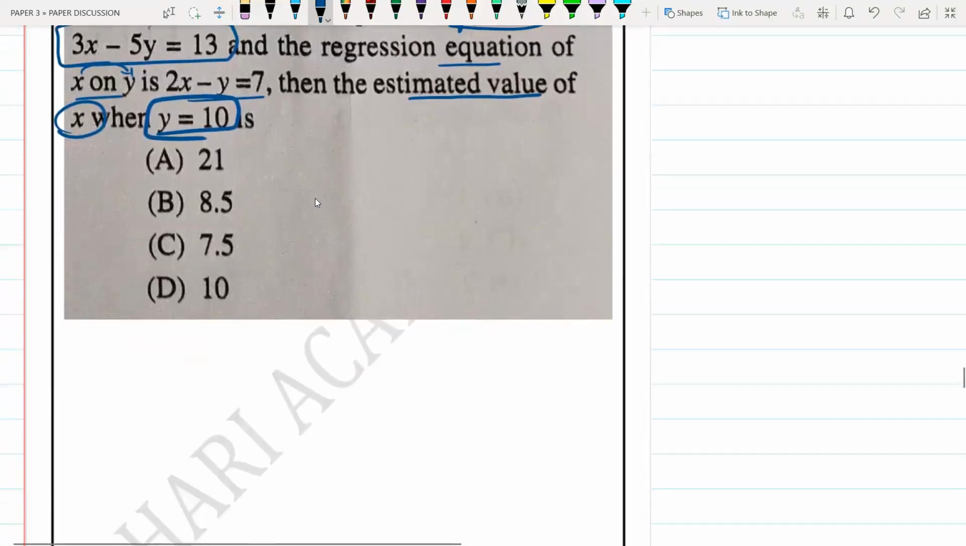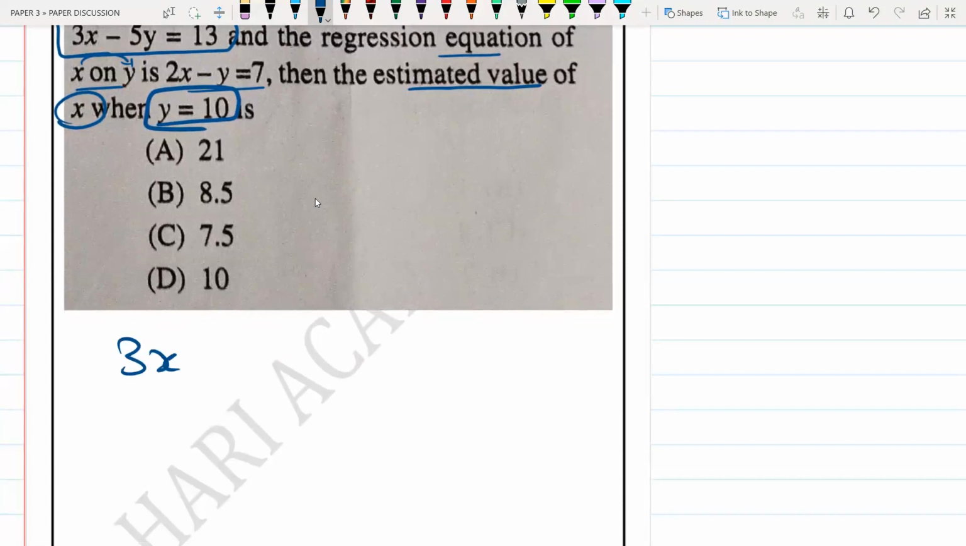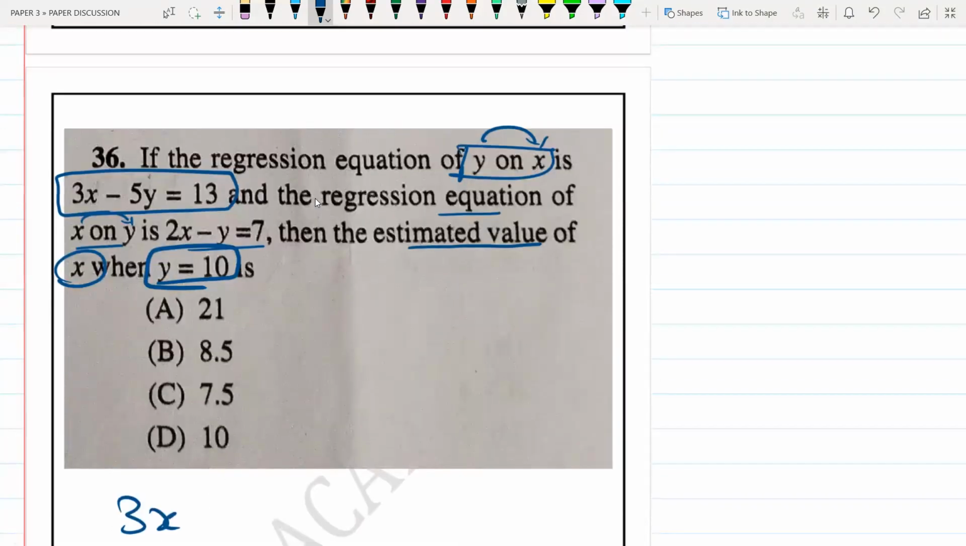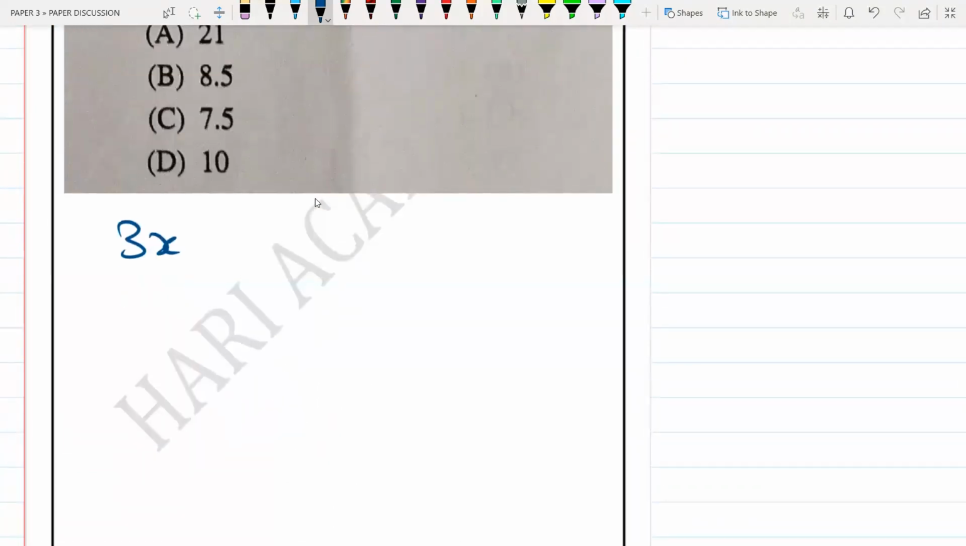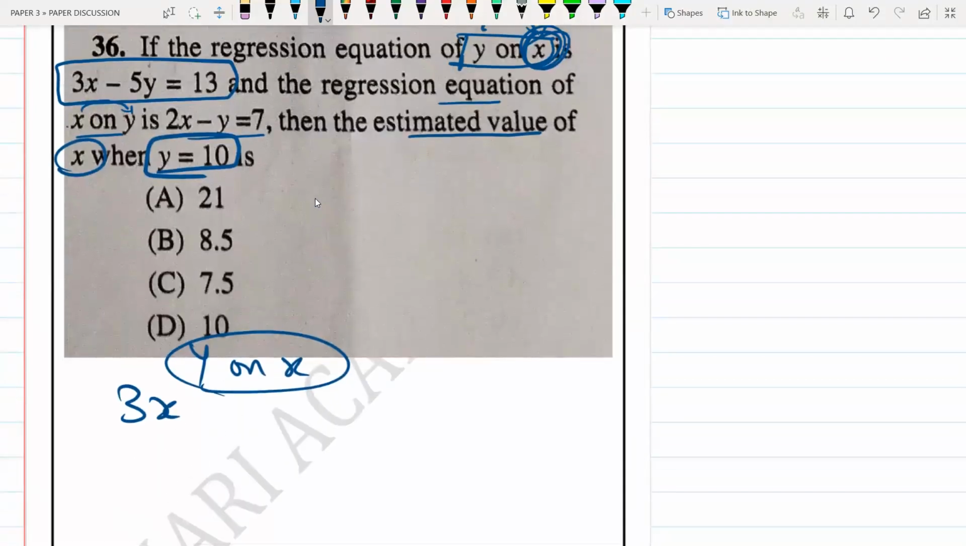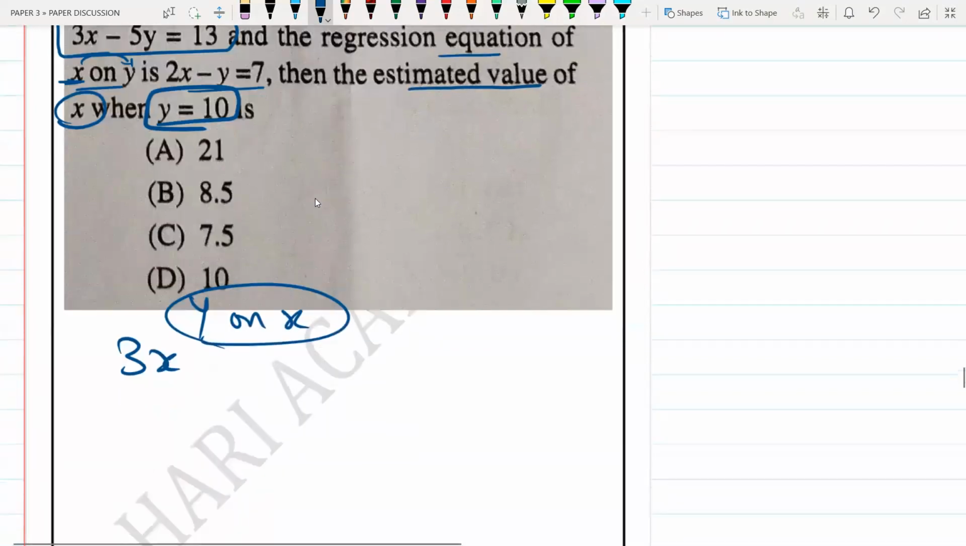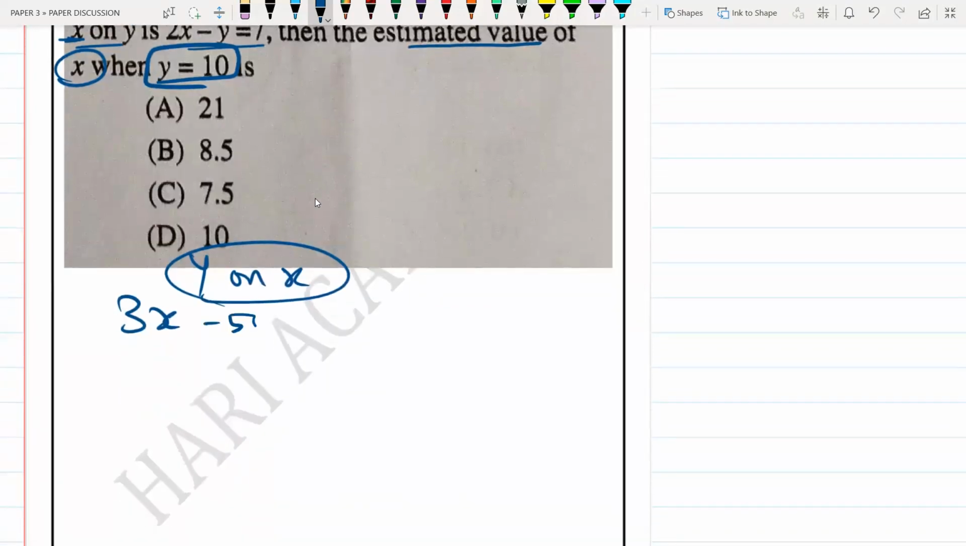Now what you need to do, I will take 3x, because what is the independent value? Because this is the main equation, right? Y on x. I will substitute in y on x. You need to go for the independent term and then only, because here in this, x will become dependent. We would not be able to find it. In the independent term only, we will easily find it, of 3x minus 5y equal to 13.